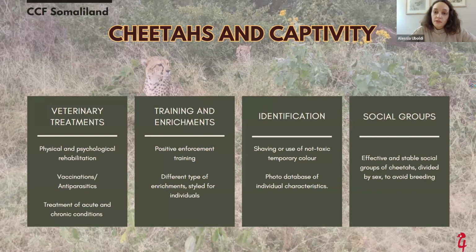This is a bit different with respect to the wild, because in the wild we mostly find females alone and just small groups of young males. But of course, for space reasons, research reasons in general, in captivity it is necessary to create groups. And so another duty of the staff, of the keeper, is to create effective and stable social groups that can live together long term. Of course, they are divided by sex to avoid captive breeding.